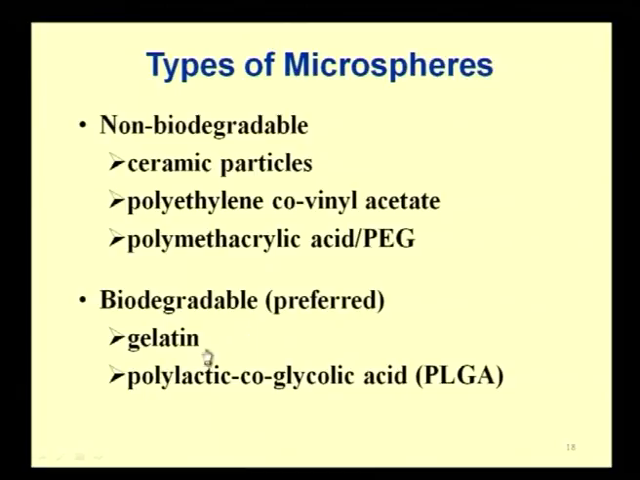microspheres, which are made of such polymers like gelatin, polylactic co-glycolic acid, shortly called PLGA. This is a copolymer of lactic acid and glycolic acid. These are the examples of such preferred biodegradable polymers which are used as microspheres.